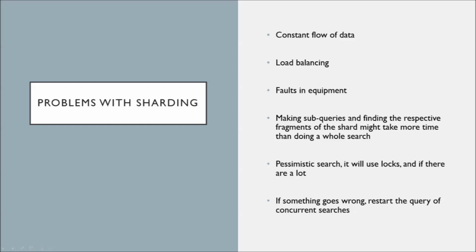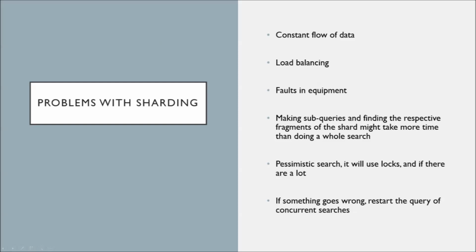The system also allows pessimistic search, in case it needs exclusivity in the shards. If there is a huge load of pessimistic searches, the system performance will degrade a lot, because of the logs spread across the shards. In the worst case, if something goes totally wrong in a query, the system will restart that query and redo it all again.